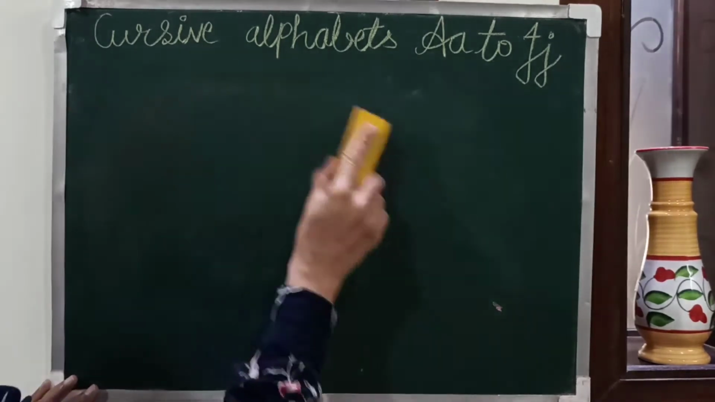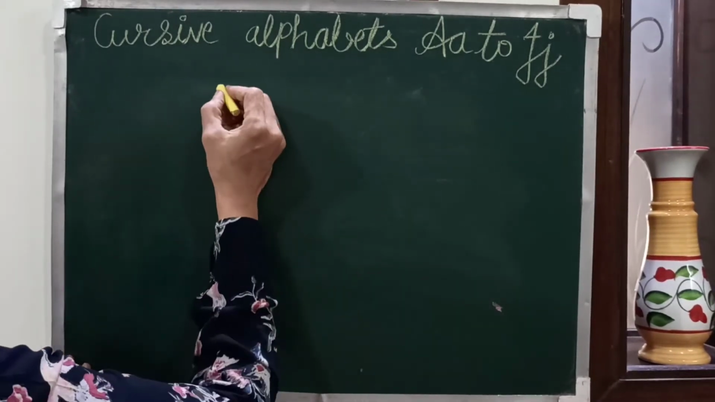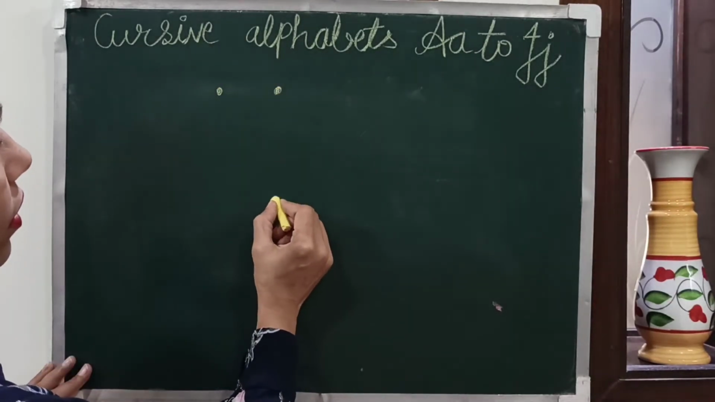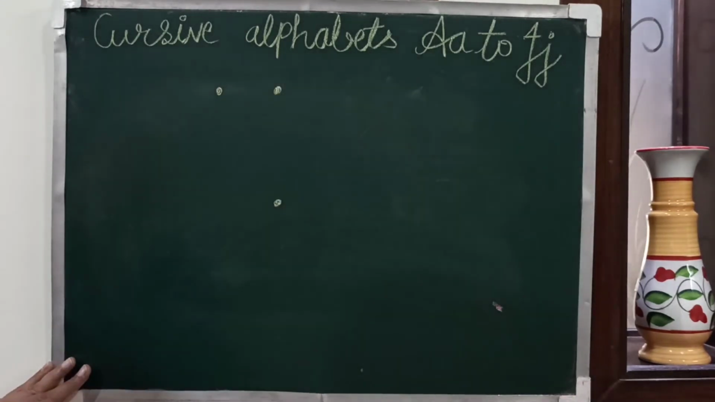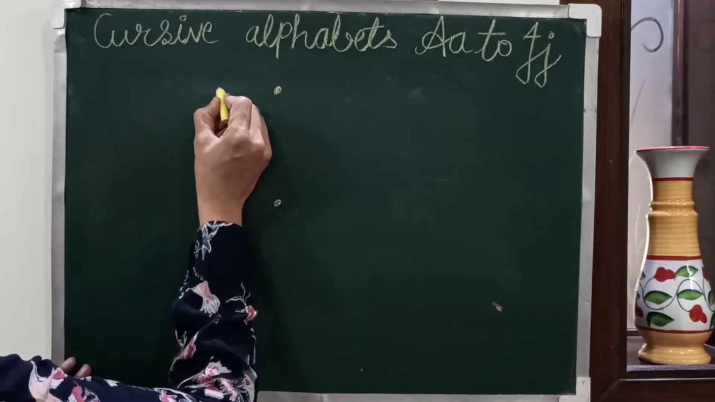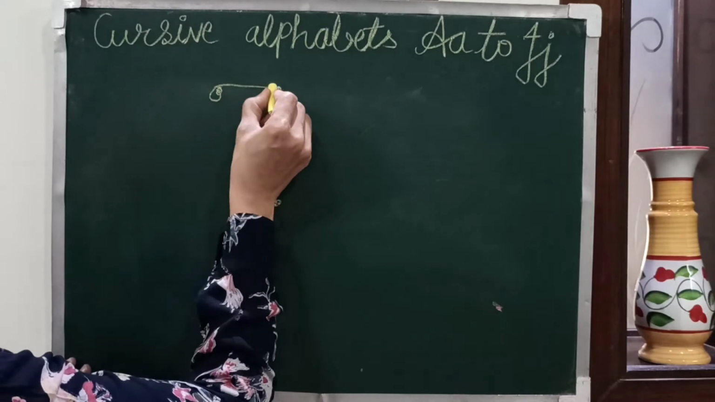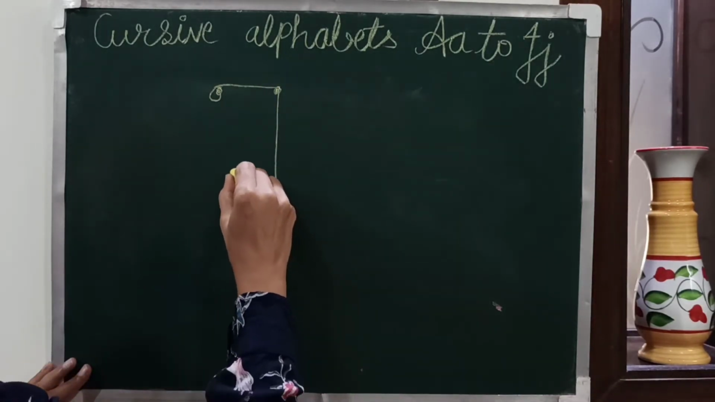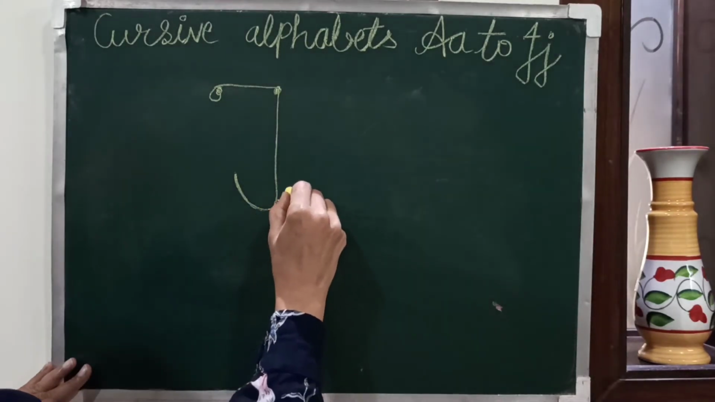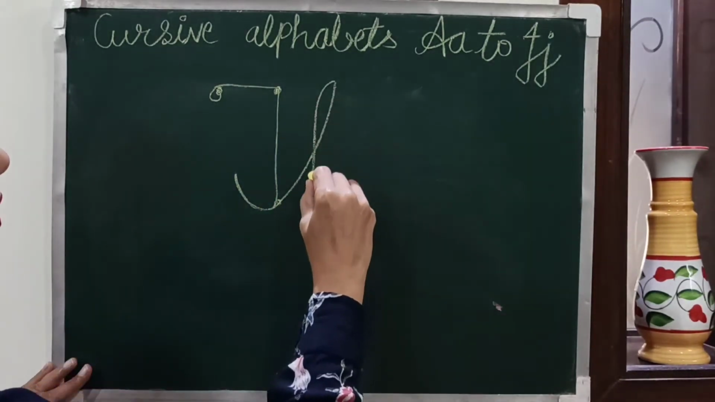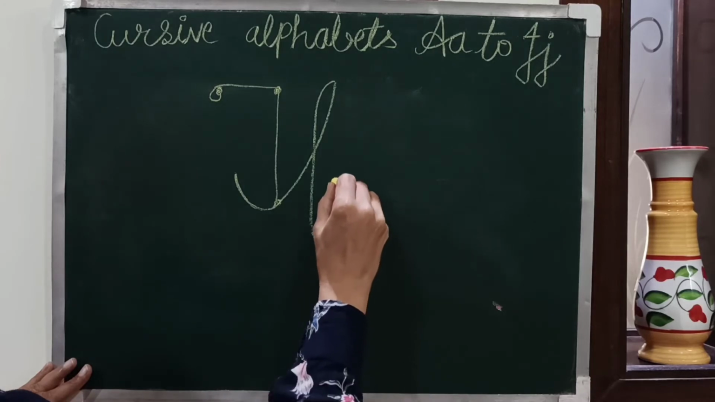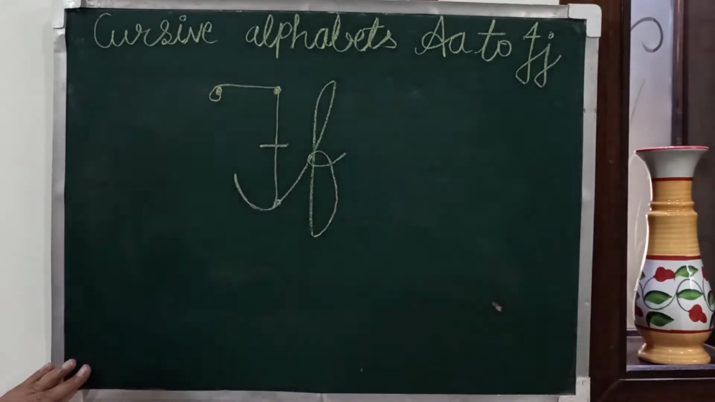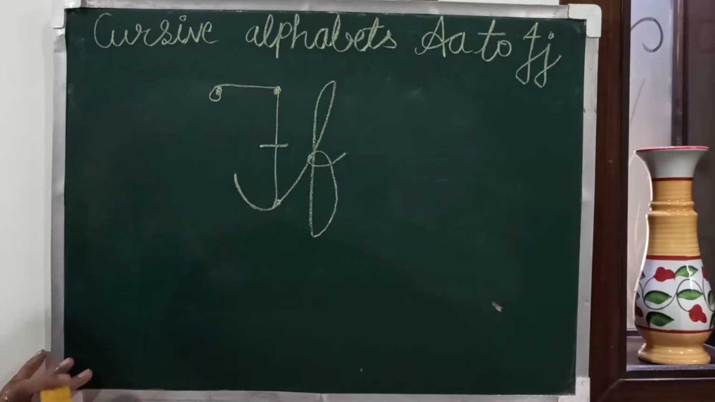Now, for cursive alphabet F, give dots like this in this 7 number position. Starting from this dot, a little turn, slipping line, then a standing line, then a turn like this, go up, come down, do like this, and a small line in the center. This is cursive alphabet F.